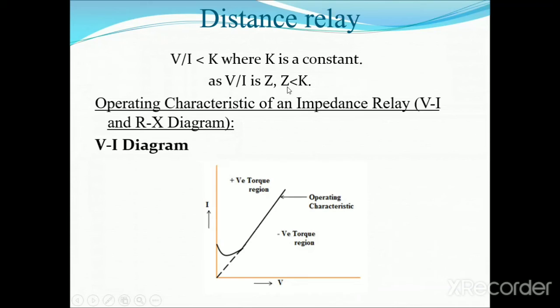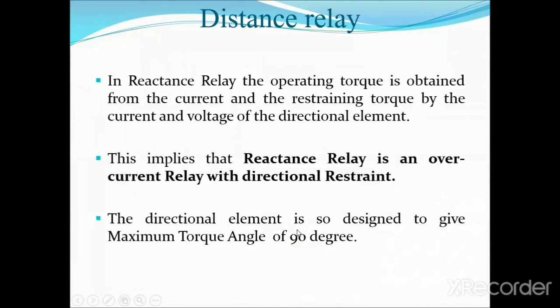This is the operating characteristics of an impedance relay. Operating characteristics means that the graph is drawn between the voltage and the current. In that graph we have two regions: the positive torque region, which is produced by the torque developed by the current winding, and the negative torque region, which is produced by the torque developed by the voltage winding. That is the VI characteristics of the impedance relay.